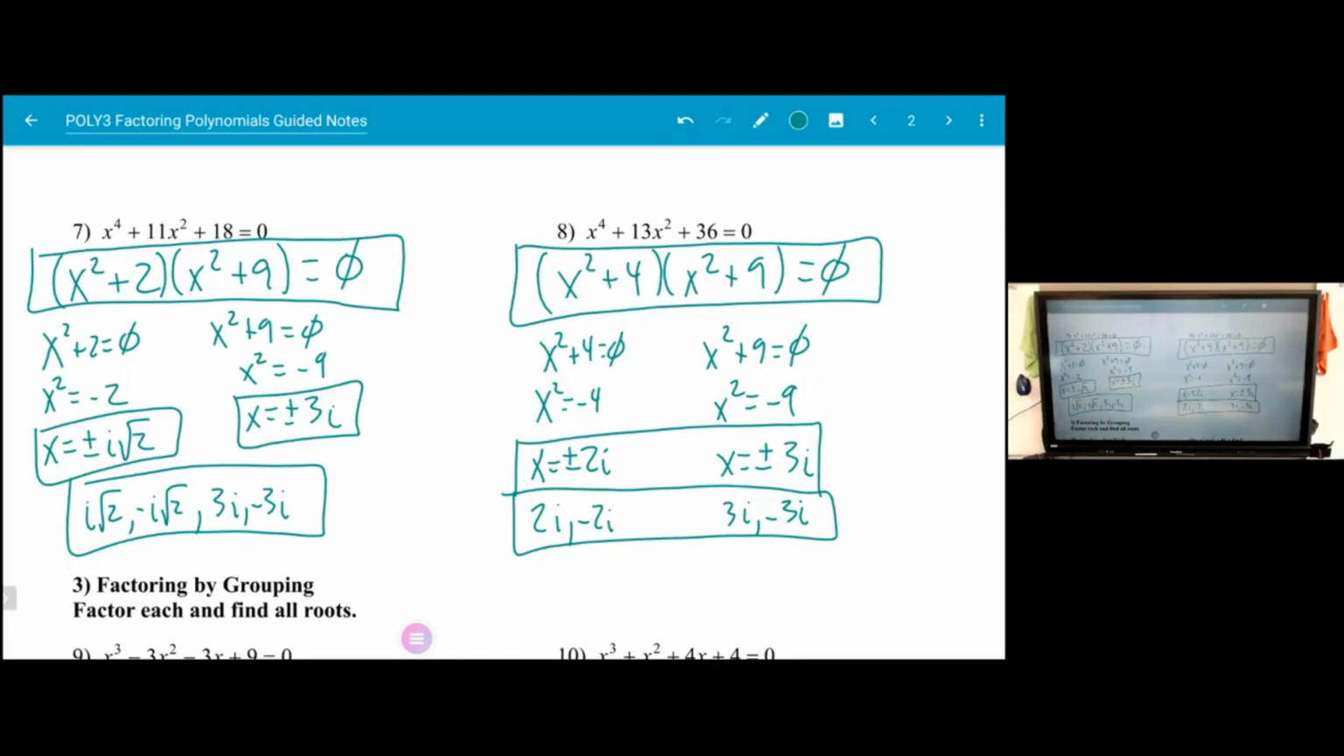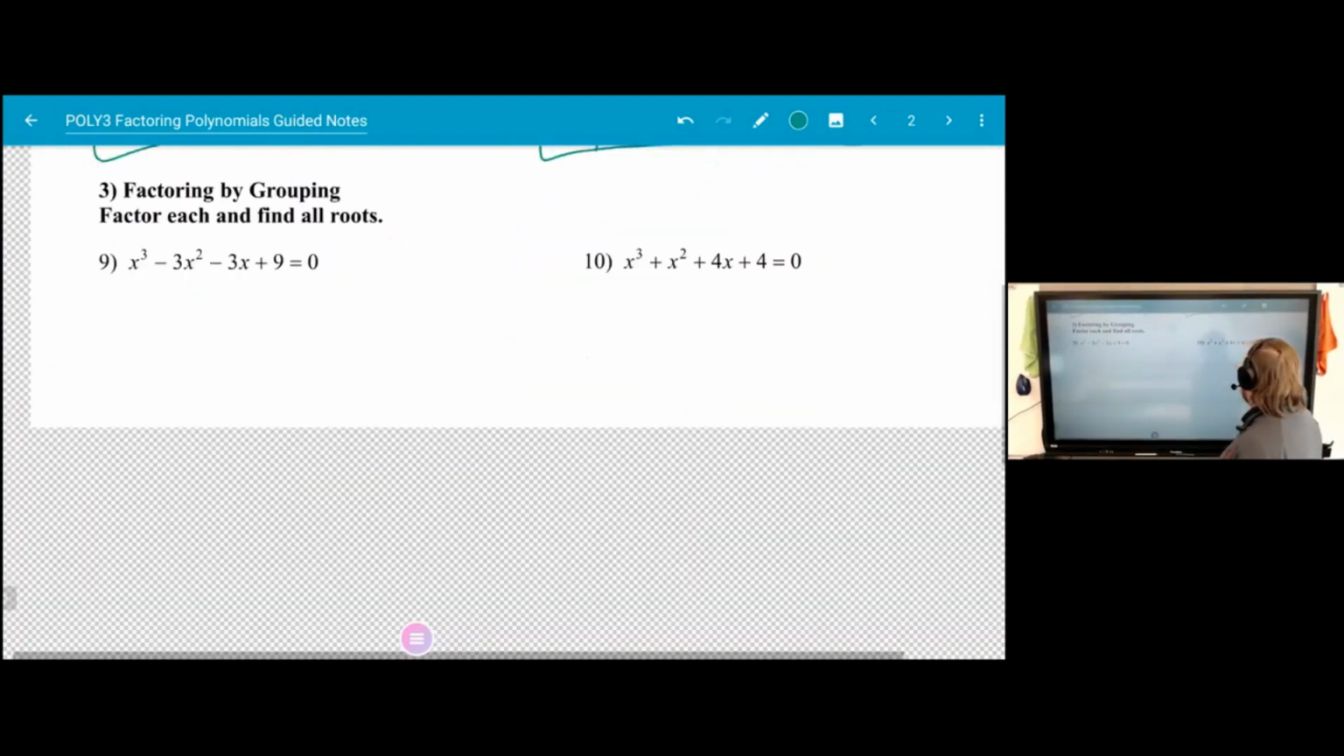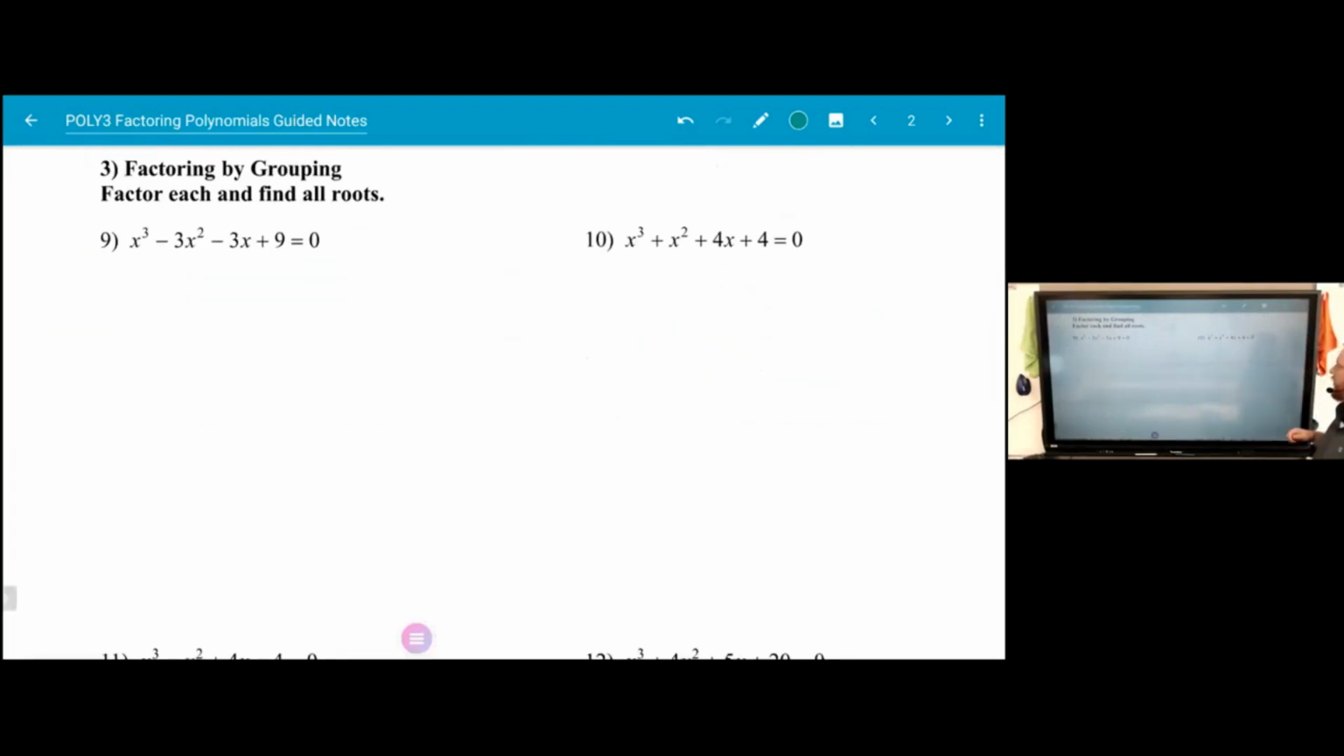We are coming up on one of my favorite things. And one of the reasons that when we were multiplying polynomials, I was so emphatic about doing distribution when you're multiplying is this right here. Factoring by grouping. This essentially is reverse distribution. I'm actually going to show you number 10 first.